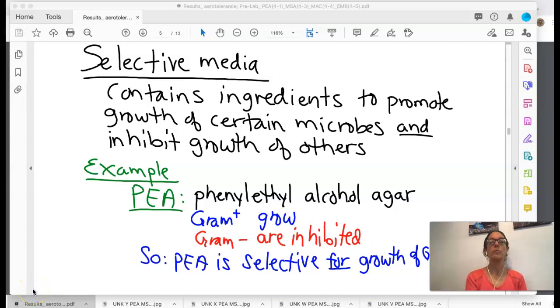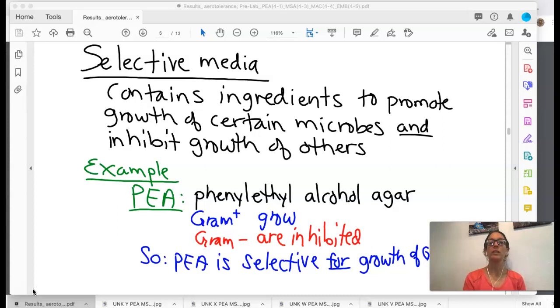This is the pre-lab lecture for our selective and differential media, which encompasses exercises 4-1, 4-3, 4-4, and 4-5. First, background about selective and differential media.